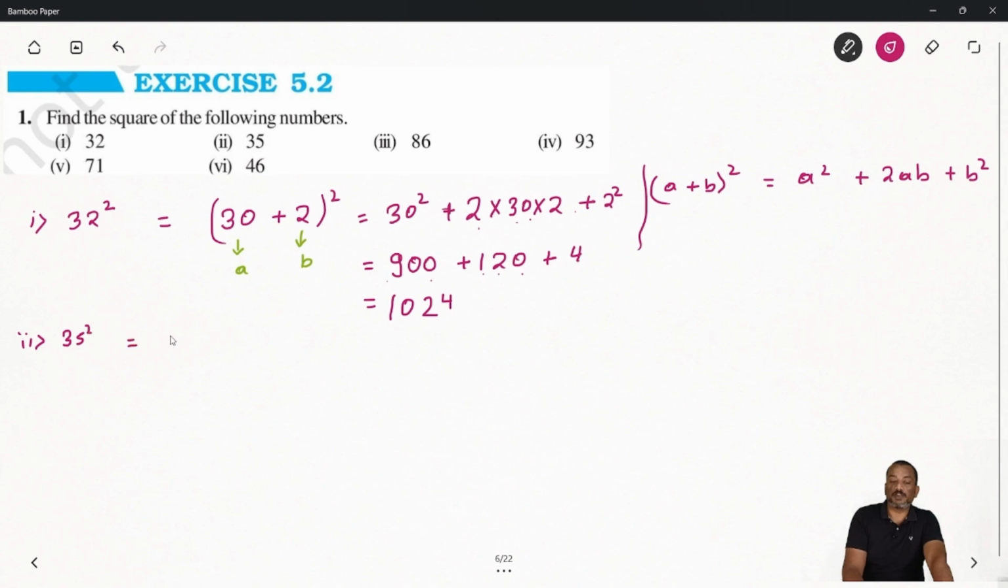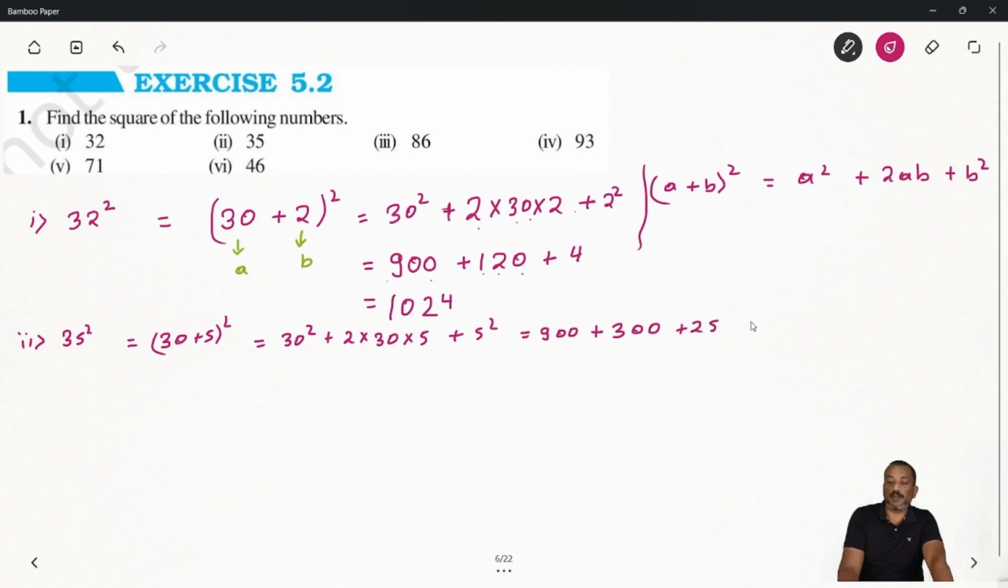So 35 whole square you can say 30 plus 5 whole square. And you can follow the same identity. So simply, you can say 30 square plus 2 times 30 times 5 plus 5 square. So you will get how much here? 30 square, you will get 900. And then 2 times 30, you will get 60, and 60 times 5, you will get here 300. And after that 5 square, you will get 25.